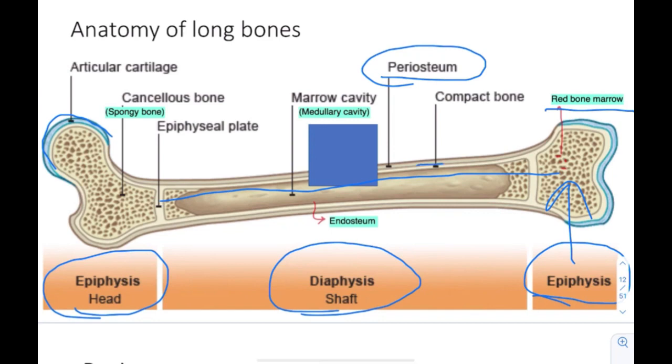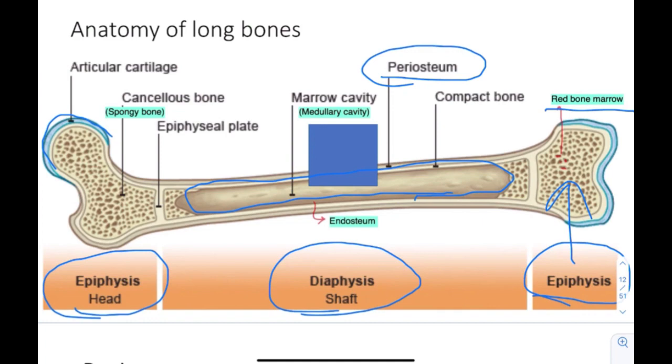On the outside, there is compact bone. And we also, right here in the middle, in the diaphysis, there is something called the medullary cavity. So this entire area here is called the medullary cavity. It contains yellow marrow, which is responsible for fat storage.